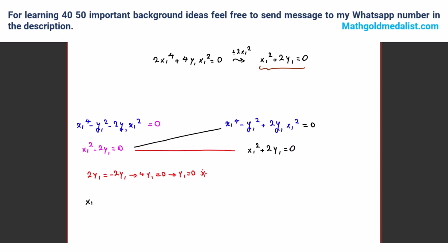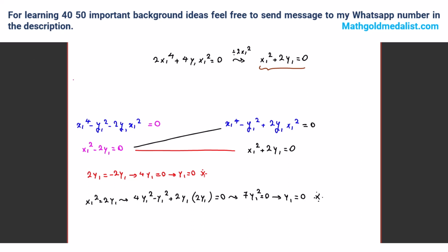From here, x1 squared is 2y1, and if we replace here, it's 4y1 squared minus y1 squared plus 2y1 times 2y1, 4y1 squared, is equal to 0. 4y1 squared, 8y1 squared minus y1 squared, 7y1 squared is equal to 0. So y1 is 0. Okay, again, that's a contradiction.